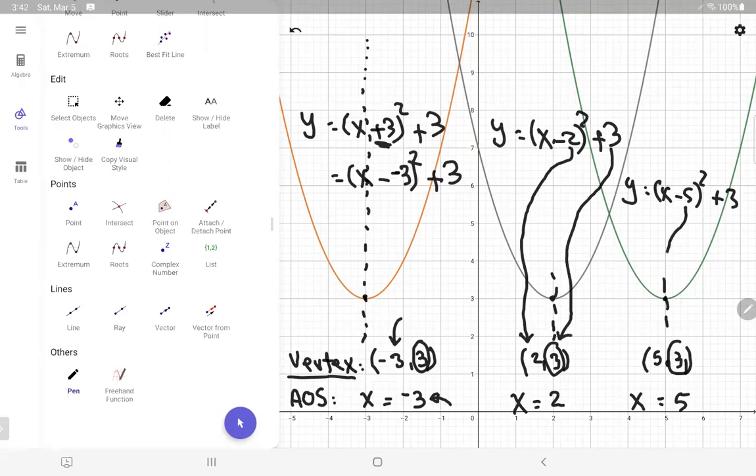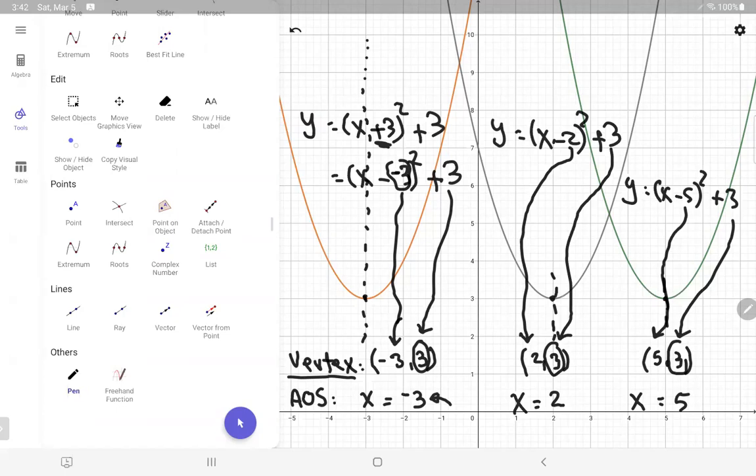The 5 is here, and the 3 is here. The 3 is here, the y coordinate, and the negative 3 is here. So there is a connection between this form, the way that we wrote the quadratic function, and the vertex. I can give you the function, then I can ask you, hey, give me the vertex. You can immediately give me the vertex of this function.